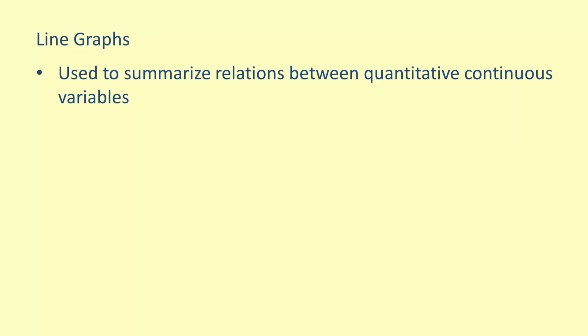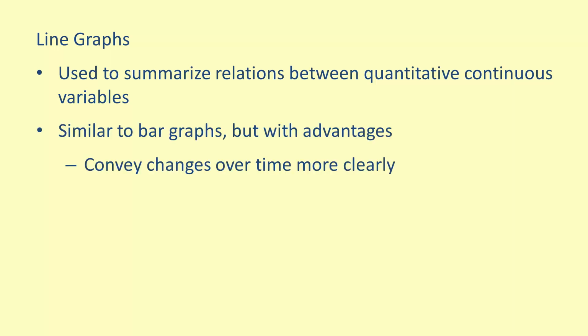Line graphs are a type of graph used to summarize relations between two quantitative continuous variables. Line graphs are very similar to bar graphs, but have several advantages over bar graphs when it comes to showing data. One primary advantage is that a line graph is better than a bar graph at conveying changes over time.